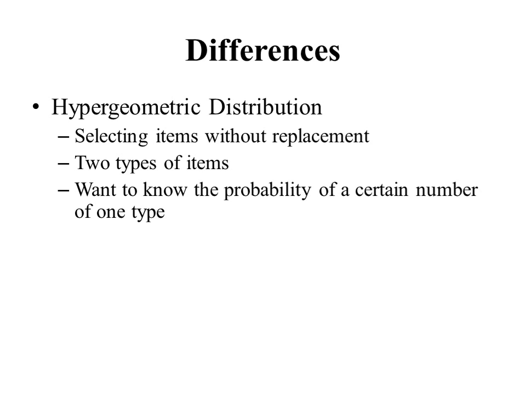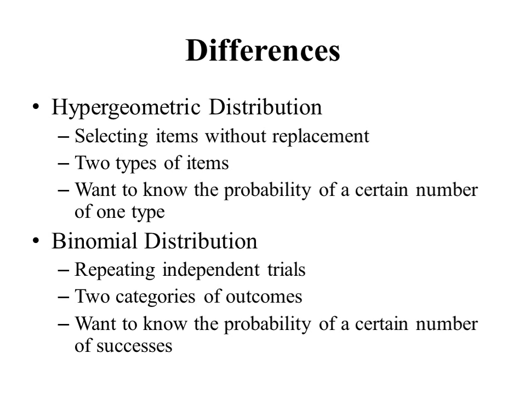So in a hypergeometric distribution, we are selecting items without replacement. And we have 2 types of items, and we want to know the probability of a certain number of one type. Okay. But in a binomial distribution, we're not selecting items. We are repeating independent trials. We're doing something over and over again, and the probability of a success does not change. Now we have 2 categories of outcomes. Not 2 types of items, but 2 categories of outcomes. And we want to know the probability of a certain number of successes.